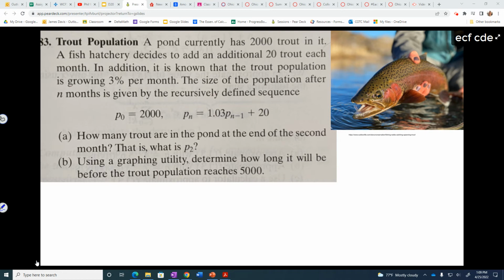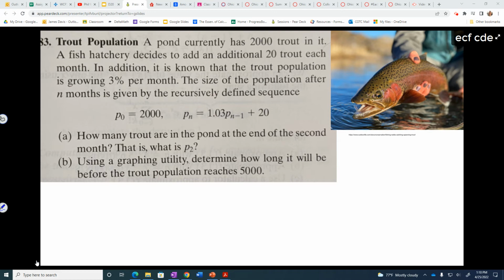All right, and then go to your second table. So after 2 months, we get up to 2,162. So it's gone up, not 40. We put in 40, but it's gone up 162. And then we're asked to find how long will it take till the trout population reaches 5,000.